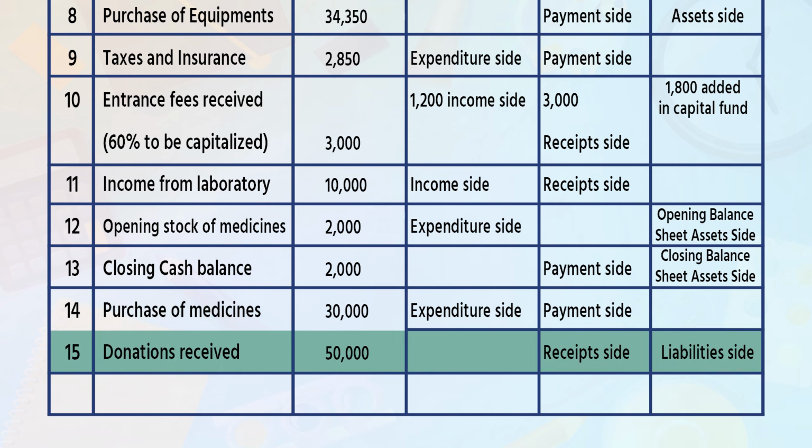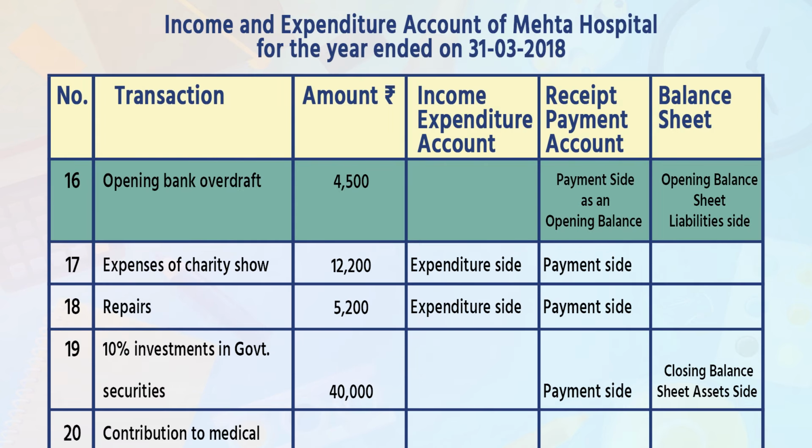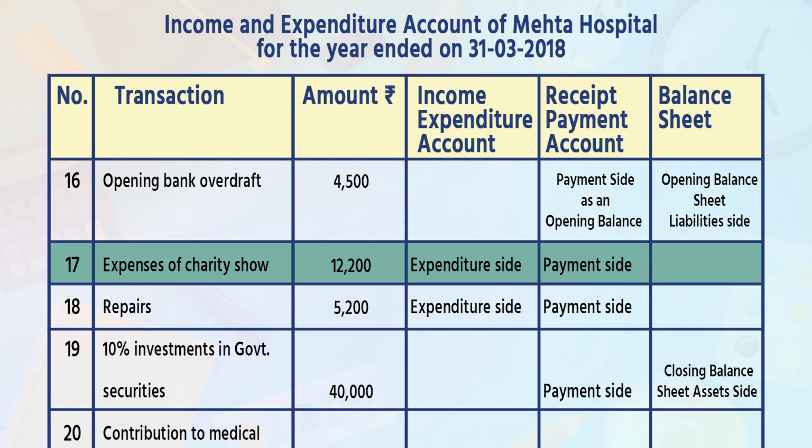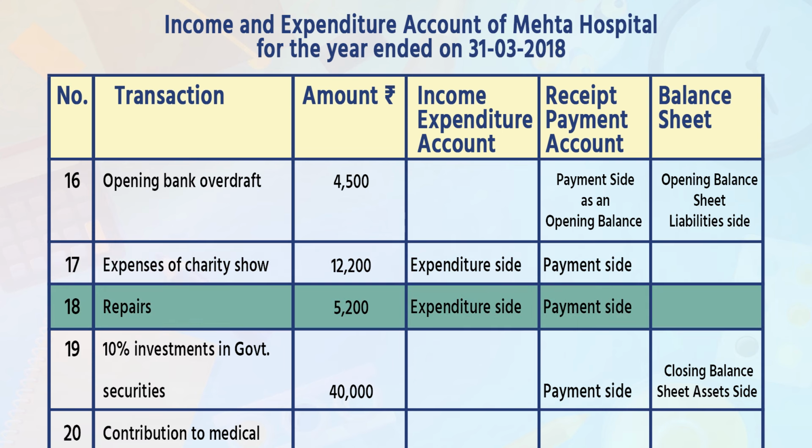Donation received 50,000. Receipt side, and it is our liability, so liability side of balance sheet. Opening bank overdraft 4,500. Payment side as an opening balance in receipt and payment account, and opening balance sheet liability side, because overdraft is of course our liability. Next, expenses of charity show amounted to rupees 12,200. Here charity has been given, so it is our expense, so expenditure side in income and expenditure account and payment side. Next, repair 5,200, same expenditure side and payment side.